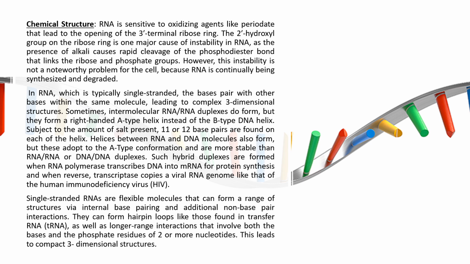Single-stranded RNAs are flexible molecules that can form a range of structures by way of internal base pairing and additional non-base pair interactions. They can form hairpin loops like those found in transfer RNA, or tRNA, as well as longer range interactions that involve both the bases and phosphate residues of 2 or more nucleotides. This leads to compact 3-dimensional structures.